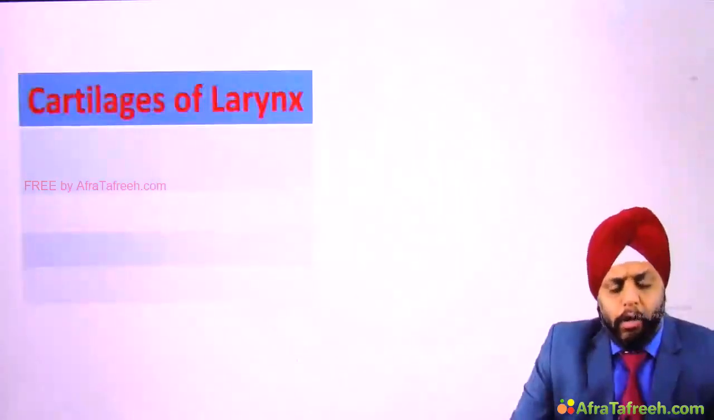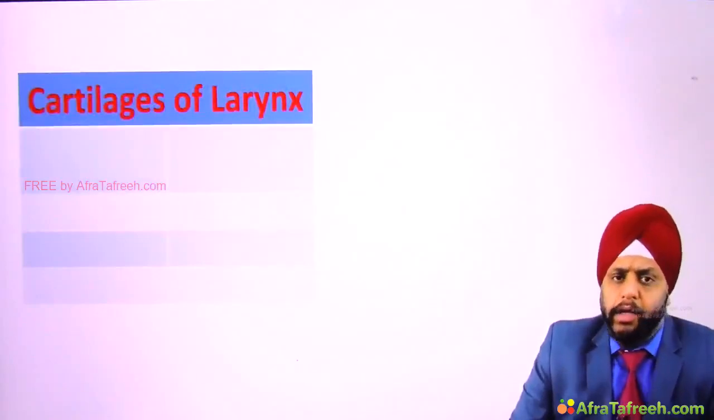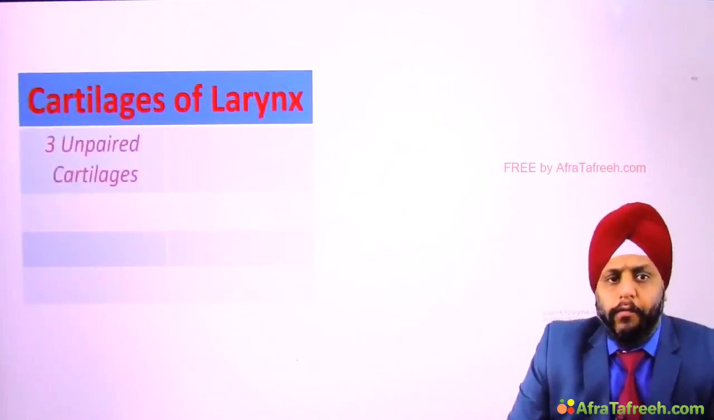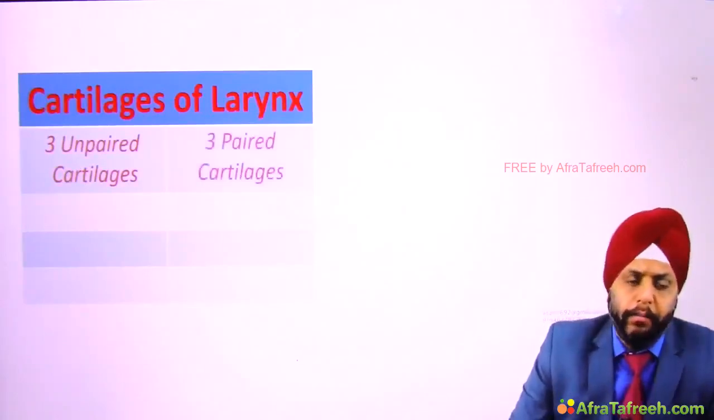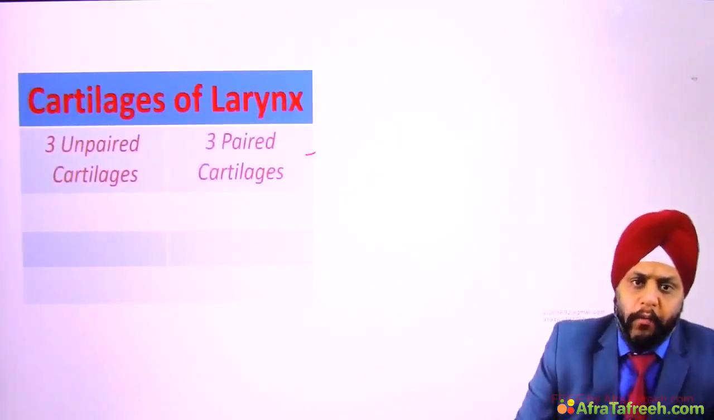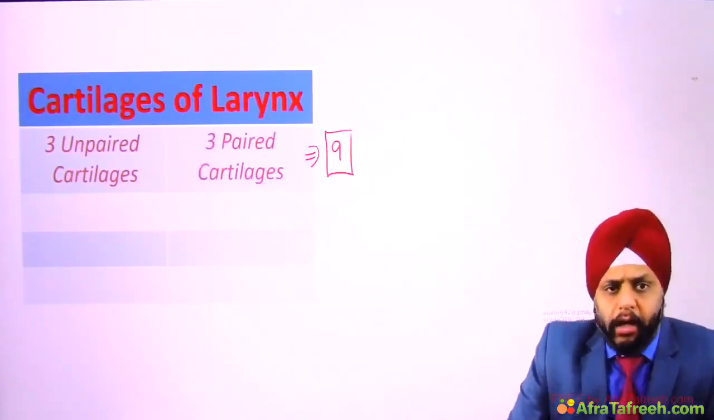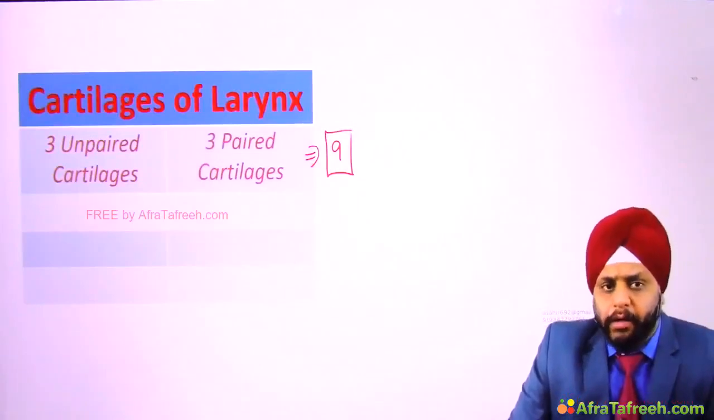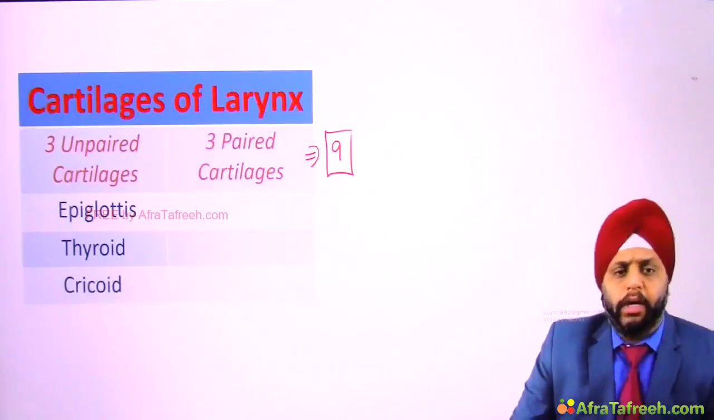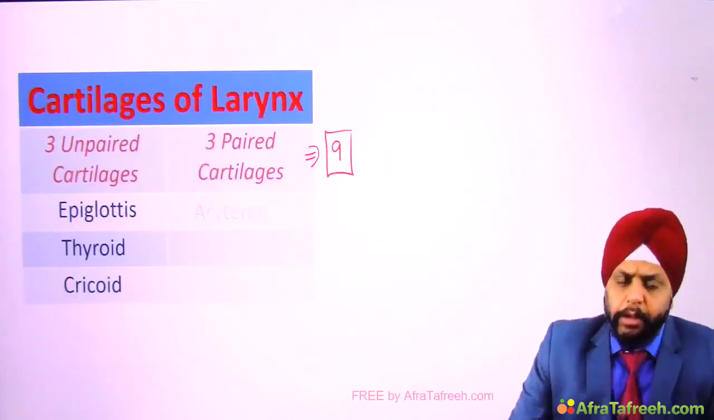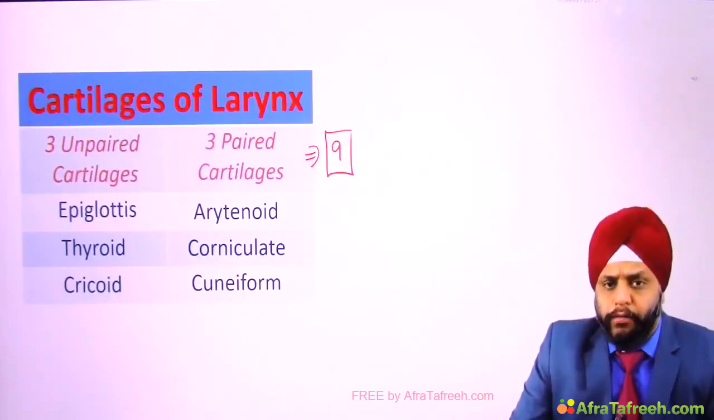Now how many cartilages are there in the larynx? As we saw, this larynx is a cartilaginous structure. It consists of 3 unpaired and 3 paired cartilages. So the total number of cartilages is 9. What are the unpaired cartilages? We just saw epiglottis, thyroid and cricoid. The 3 paired cartilages are arytenoid, corniculate and cuneiform.